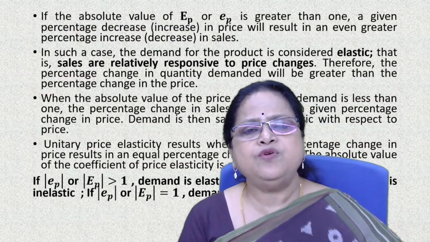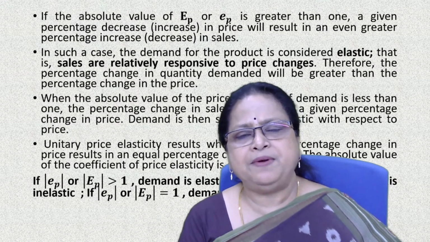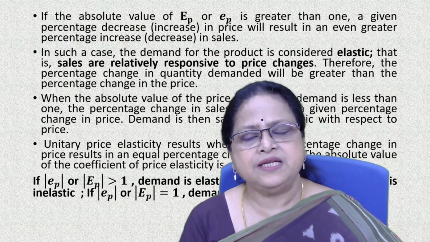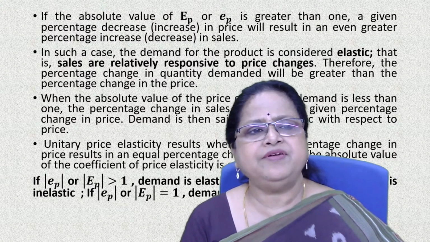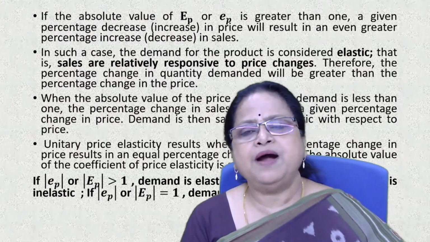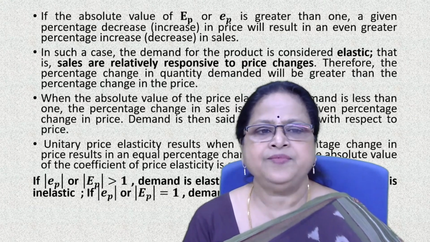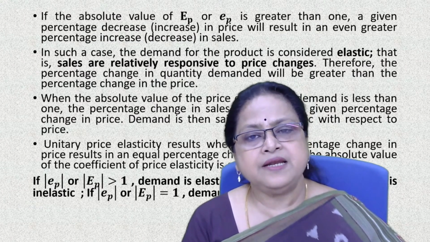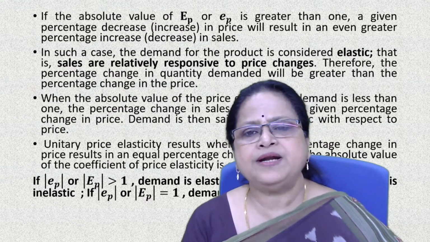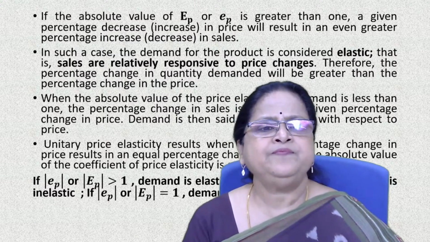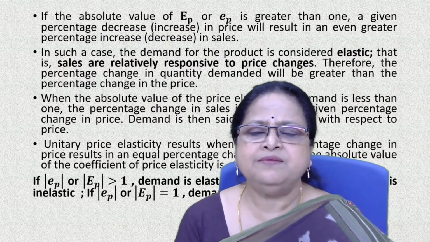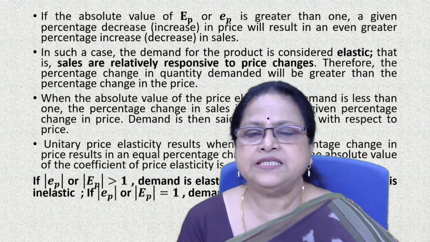Now, if the absolute value of capital EP or small ep is greater than 1, a given percentage decrease or increase in price will result in an even greater percentage increase or decrease in sales. In such a case, the demand for the product is considered elastic. That means sales are relatively responsive to price changes. Therefore, the percentage change in quantity demanded will be greater than the percentage change in price. In simple terms, we can say percentage change in quantity demanded divided by percentage change in price.